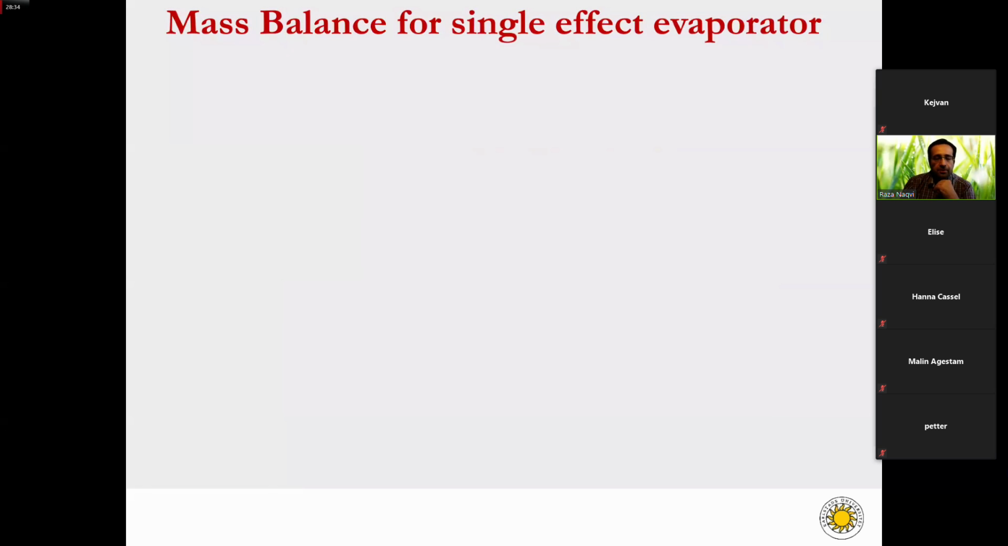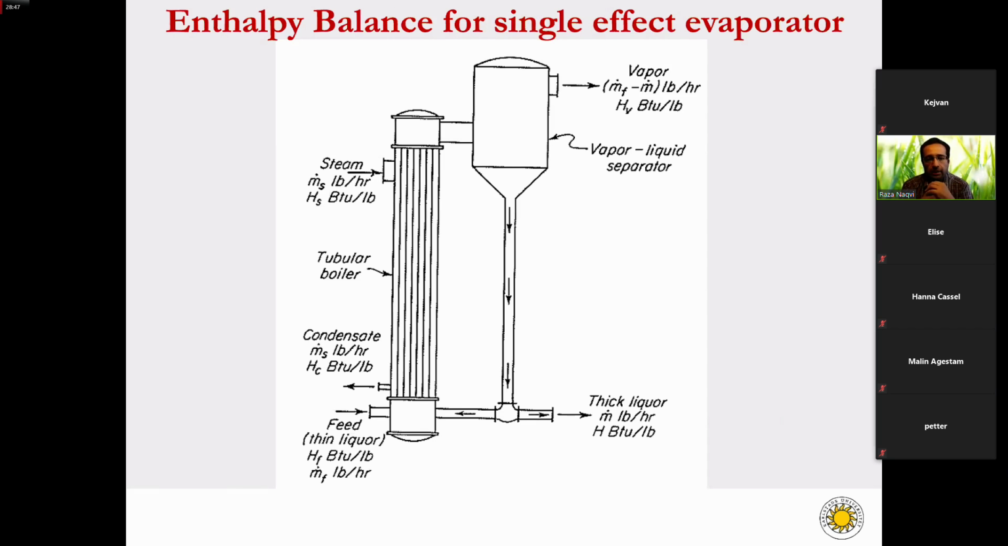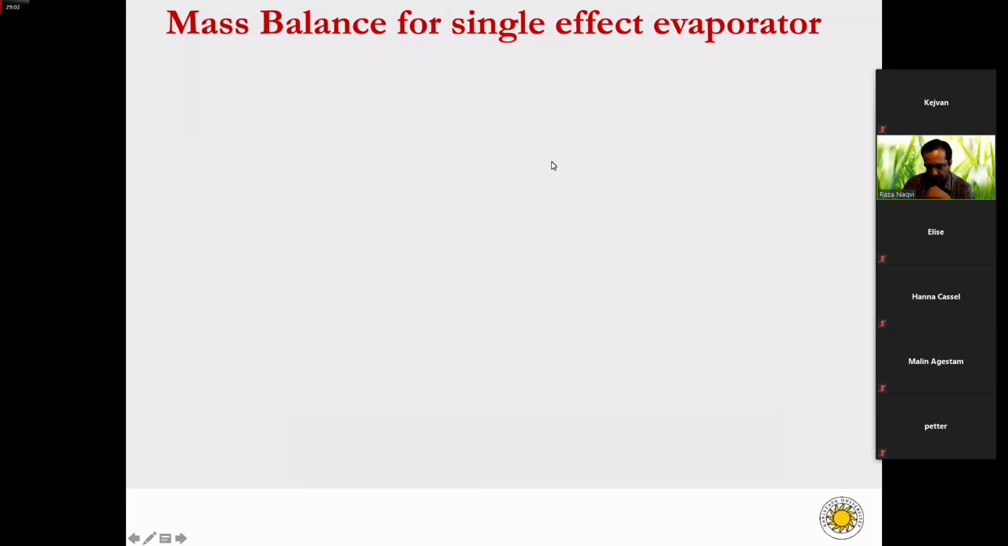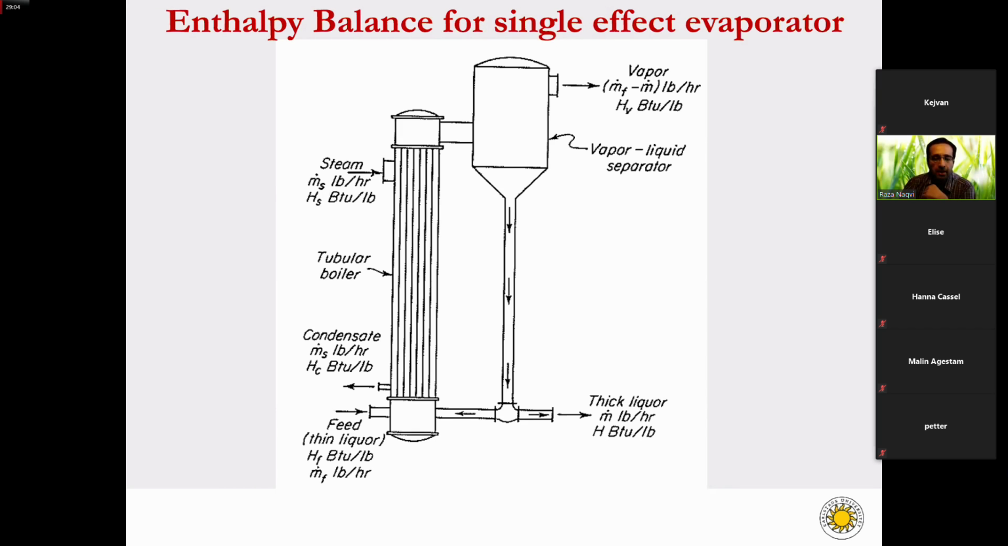And now the most important question that comes is how we can perform a mass or enthalpy balance for single effect evaporators and similarly for multi-effect evaporators. So if we look at the construction for a single effect evaporator, this is the main body of the evaporator, and this is the vapor liquid separator, or normally we can call it a vapor space, right?